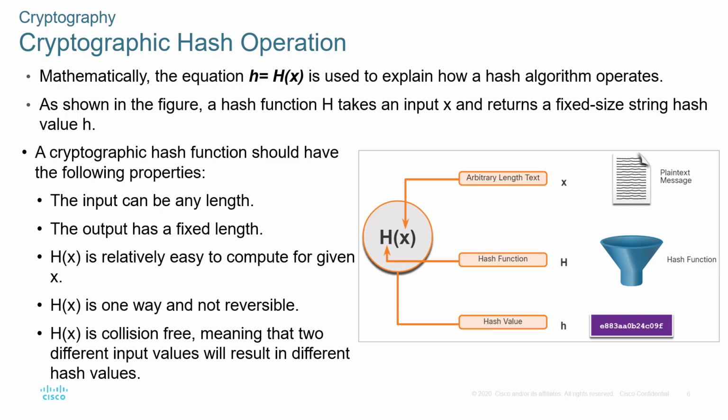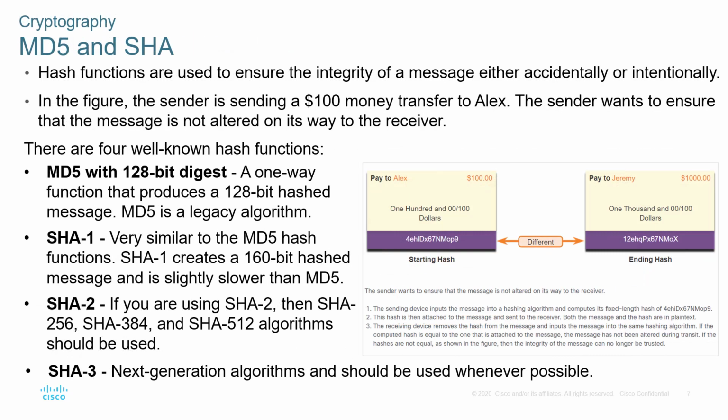So the next question is, I keep saying hashing function or algorithm. Are they all the same? Are they all created equal? And the answer to that is no, they're not. Here we have two very common types: MD5 and SHA. Hashing functions ensure the integrity of the message. They make sure that the messages were not modified.